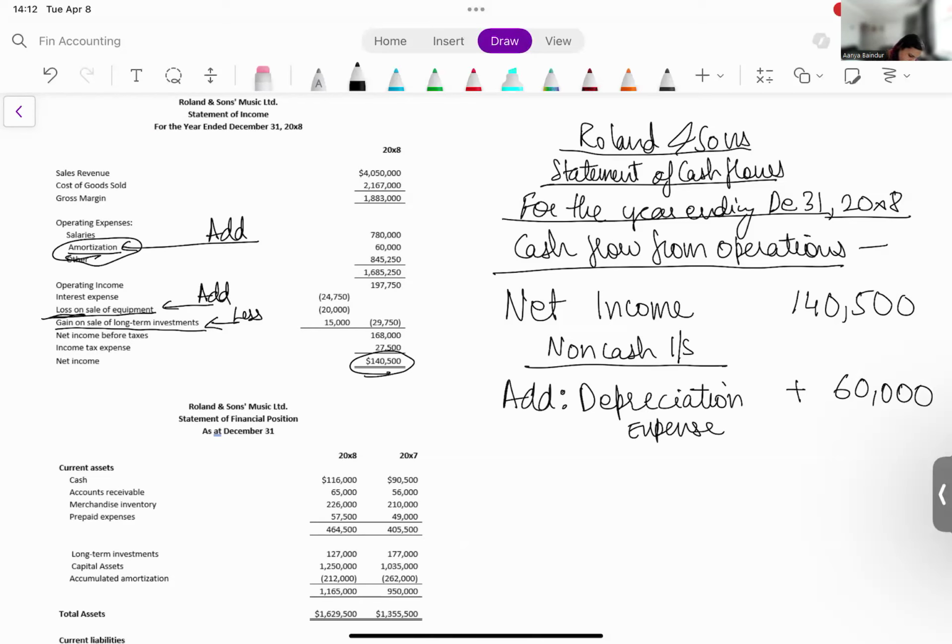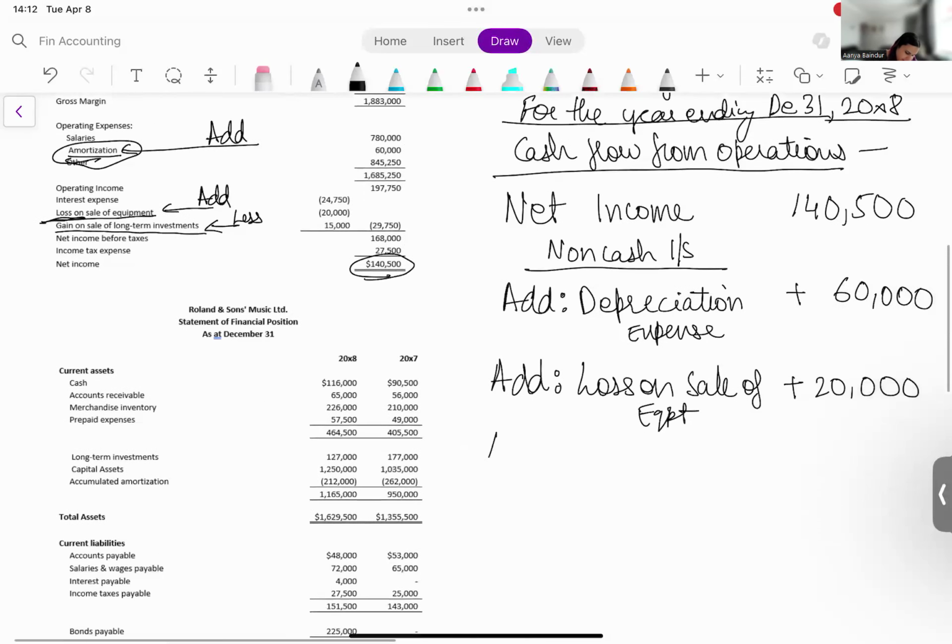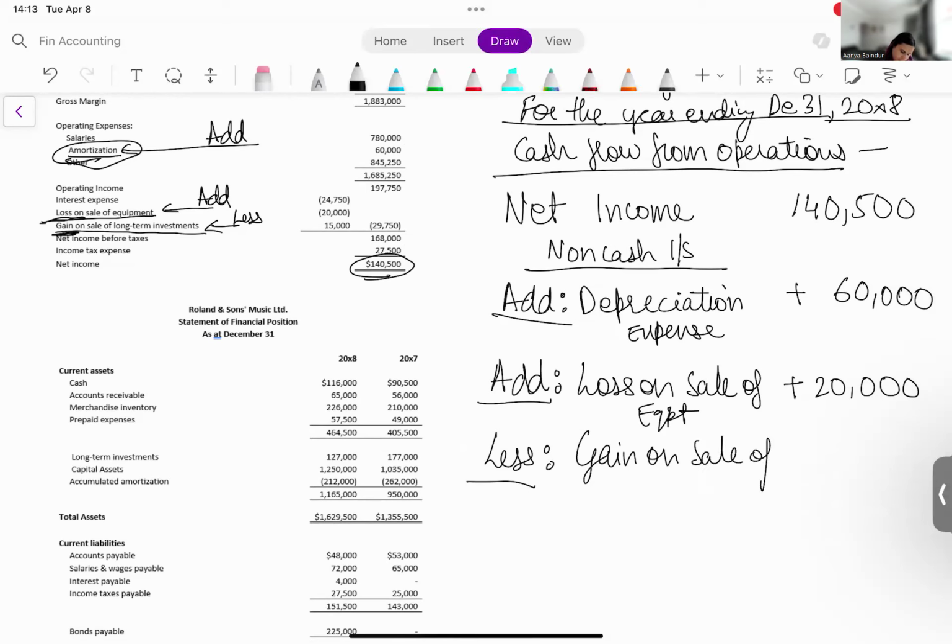Next, we had a loss on sale. Let's add that back in. Add loss on sale of equipment, 20,000. Lastly, we have a less. So we had added this gain on sale. Let's remove that non-cash item. So less gain on sale of long-term equipment, which is minus 15,000. Great.